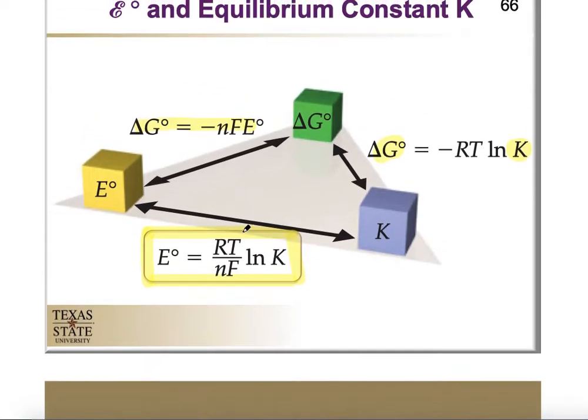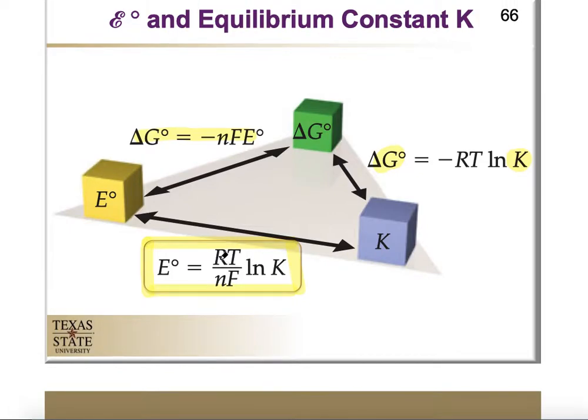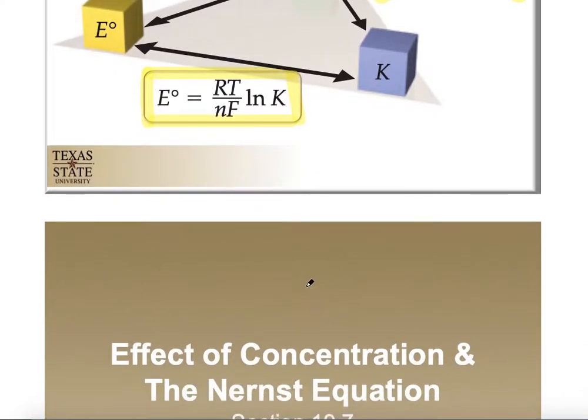All right, everything else in that equation, you know what it is. R is your gas constant, T is the temperature in degrees Kelvin, n is the number of electrons that are being transferred, just as in the previous problem. F is Faraday's constant, and again, K is your equilibrium constant for whatever equilibrium process you're talking about.